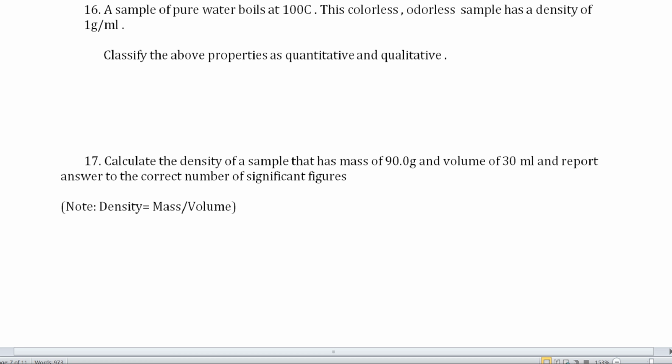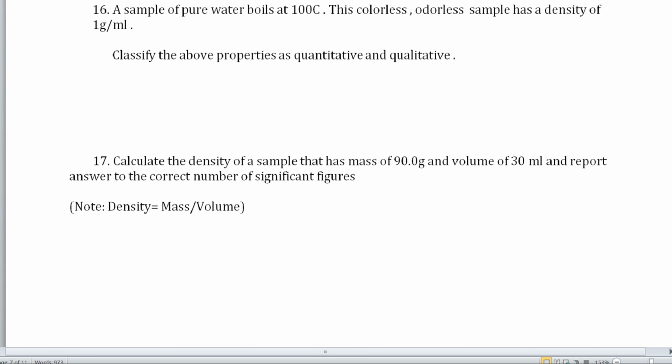A sample of pure water boils at 100 Celsius. This colorless, odorless sample has a density of 1 gram per milliliter. Classify the above properties as quantitative and qualitative. So, which properties of those were quantitative and which properties were qualitative?